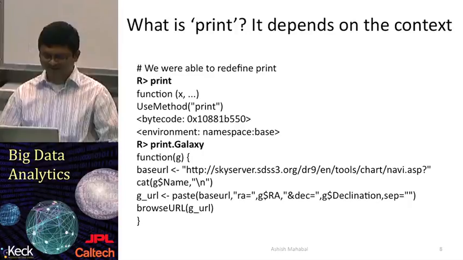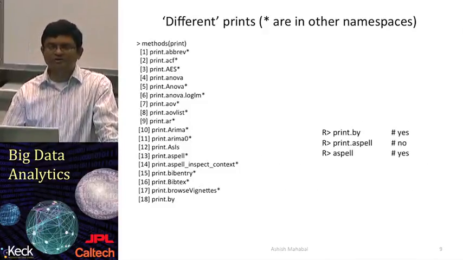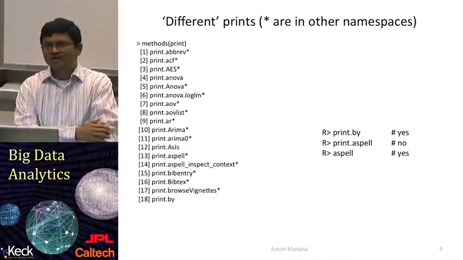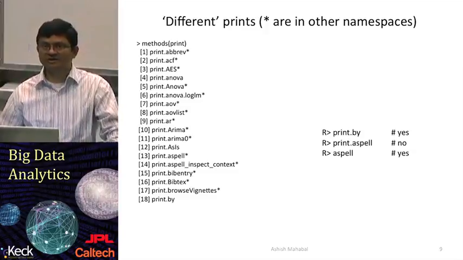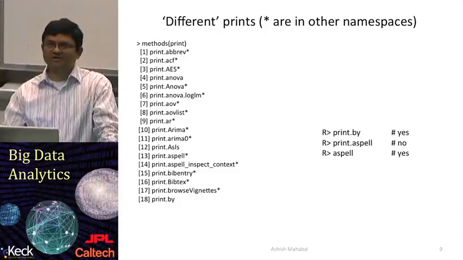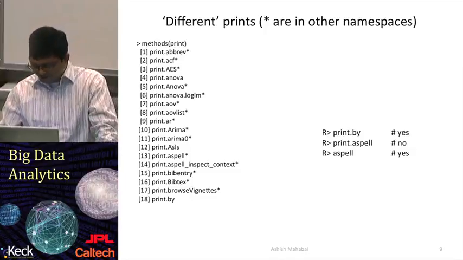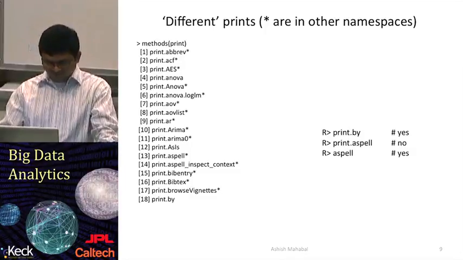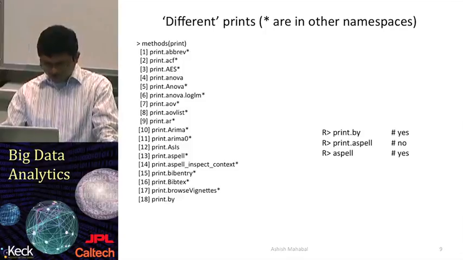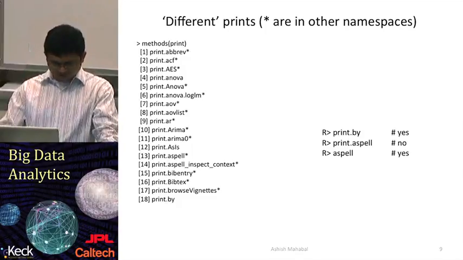function print.galaxy. So there are many different prints available, and all you have to do is say methods print on the R prompt, and you will get to know that there are over 100 or 200 prints that are accessible to you. The ones with stars are typically in other namespaces, so you may have to do something specific to get access to those. So take a look at, let's see, print.by, which is the 18th one, the last one in this row, or print.aspell, which is 13th here.